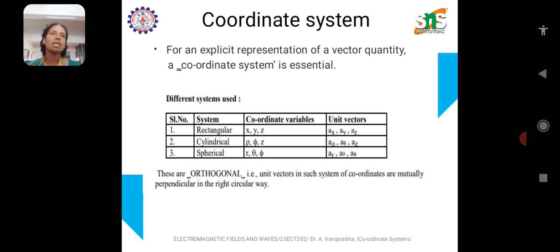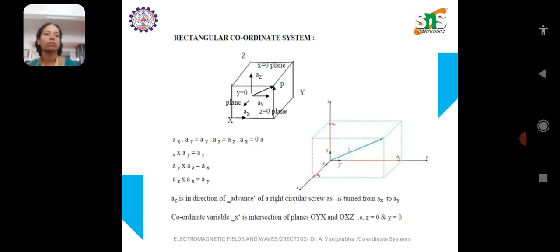So these are orthogonal, that is, the unit vectors in such systems of coordinates are mutually perpendicular. So this is the simple graphical representation of the rectangular coordinate system or Cartesian coordinate system. So we know the three axes are x, y and z.